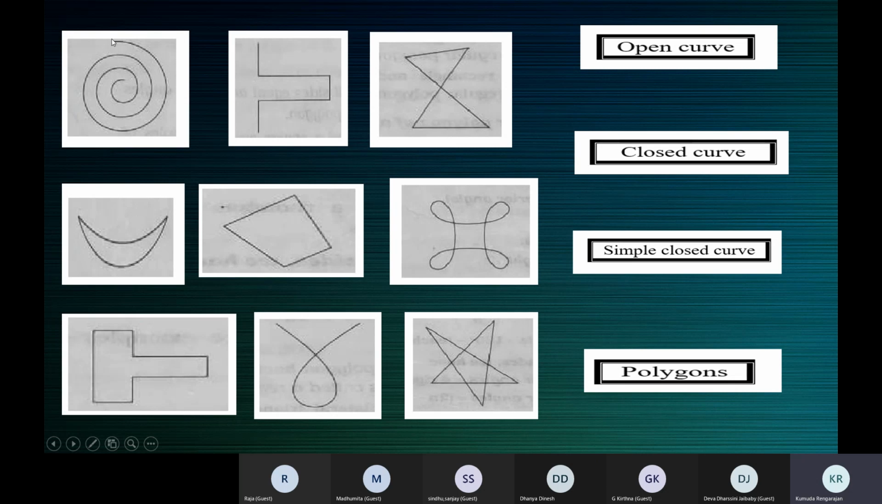You can also draw this from outside, children. You can also draw it from outside like this. You can also draw it like this from outside and finish it inside.